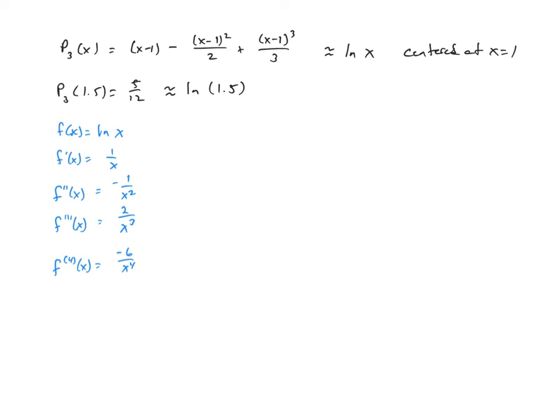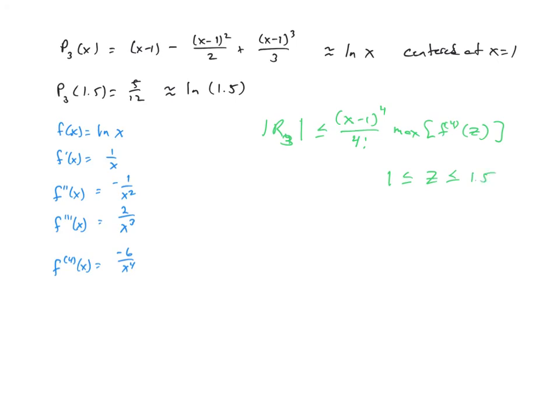Okay, so to do that, I want you to remember that from what we saw before, our error, in this case the absolute value of R3, is going to be less than or equal to x minus 1 to the 4th power over 4 factorial times the maximum of the 4th derivative of f evaluated at z, where z, in this case, is going to be between c, which is 1, and x, which is 1.5.